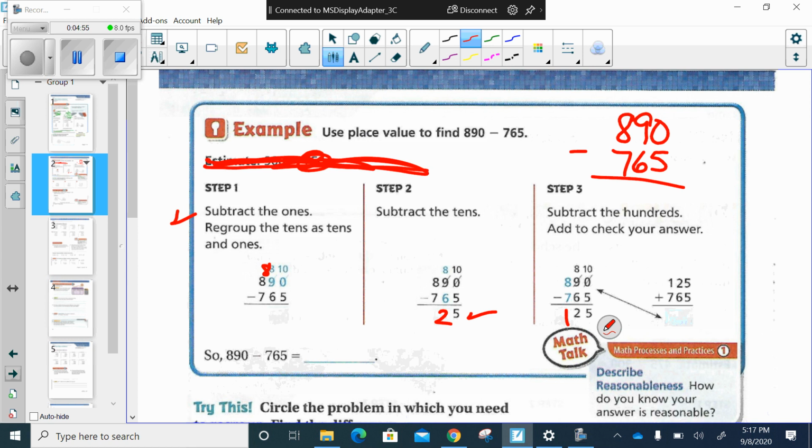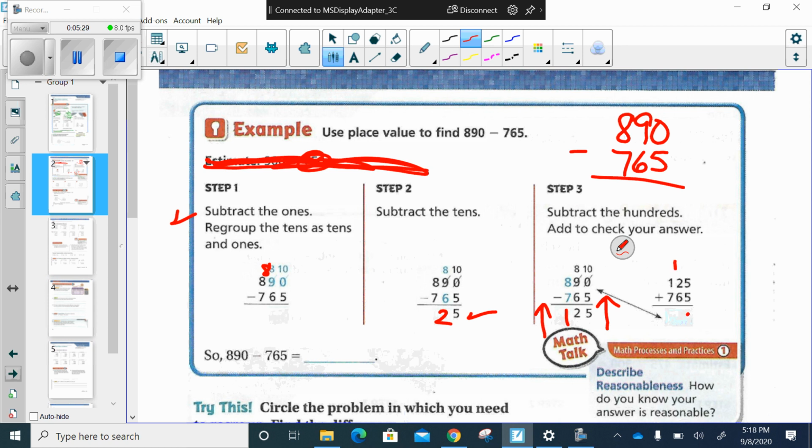So we're going to check our answer. What you're going to do is go backwards, and when you go backwards, you do the opposite operation than what you've done. If I subtracted, the opposite of subtraction is addition. So 125 plus 765. You see how when you go up, you do the opposite operation.